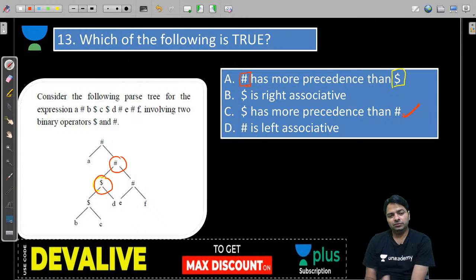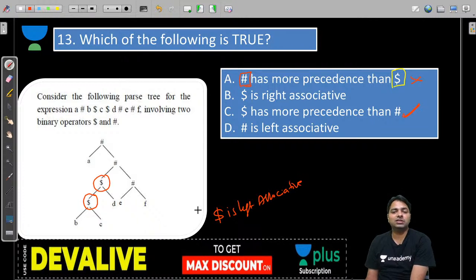Now look at the other statements. The first one is wrong. And dollar is right associative? Now look for $1 and $2. This is $1, this is $2. Which dollar is evaluated first? The left dollar. So dollar is left associative, because the left dollar is evaluated first. So this is also wrong, option B.